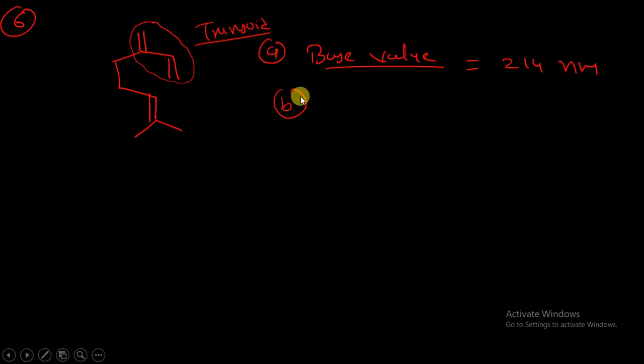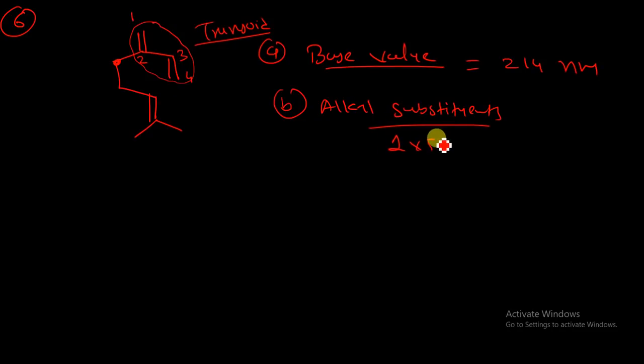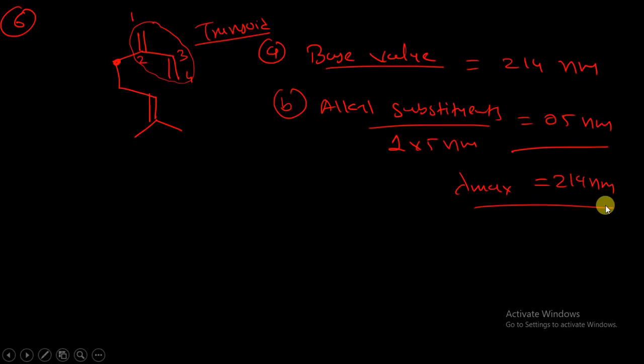Second, you have to consider if there is any substituent present on the 1,3-butadiene system. So you can see over here, there is one substituent, that is CH2, present on the second carbon. So you have to consider that as an alkyl substituent. There is one alkyl substituent on the second carbon, so you have to add 5 nanometer. So here we are having a lambda maximum that will be 219 nanometer. That will be your answer.